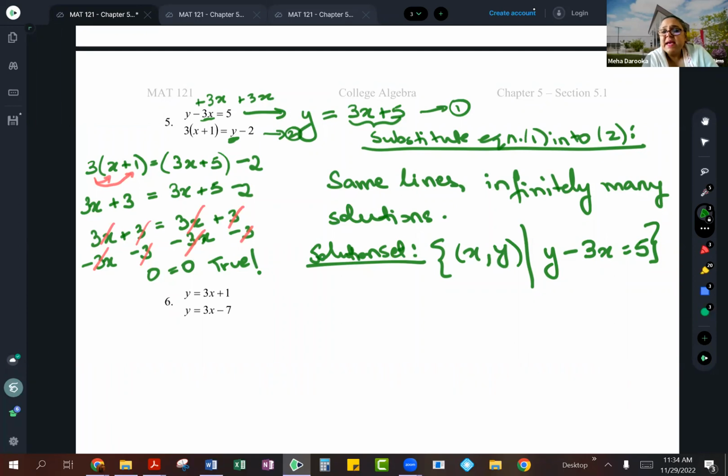So you may see where MyMathLab will want you to put the answer in that set builder notation, or they may just have you choose the option that says infinitely many solutions. So that's why you should be familiar with both notations. So, questions on this method here, guys, with the substitution method?